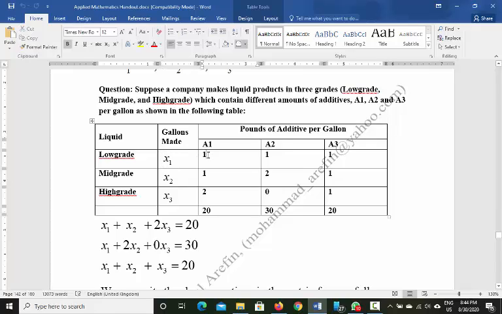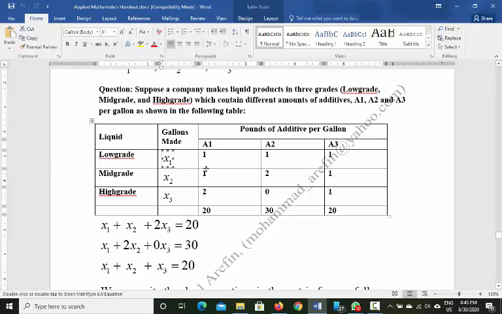If we produce 1 gallon of low grade liquid, then 1 pound of A1 is there. If we produce 2 gallons, then 2 pounds of A1. If we produce 3 gallons, then 3 pounds of A1. But we are producing x1 gallons, so we will have x1 multiplied by 1, that is x1 pounds of A1 additive used in low grade liquid.